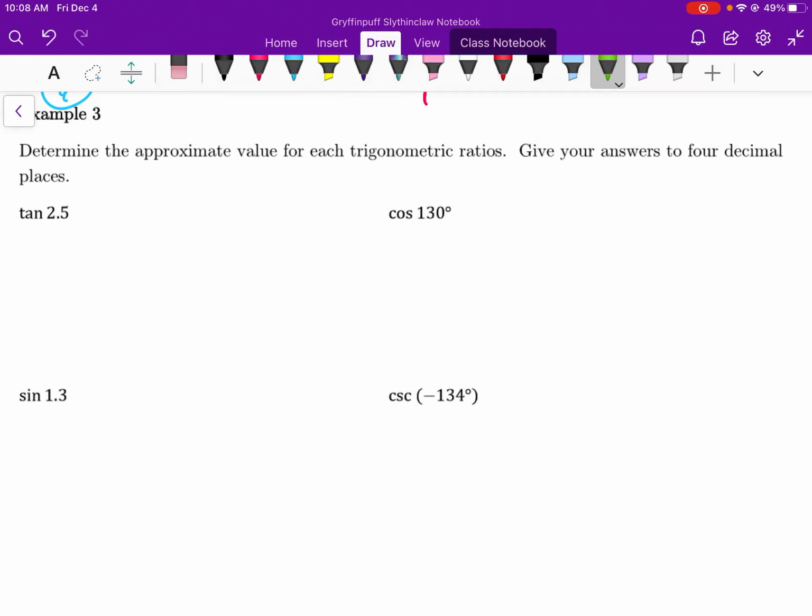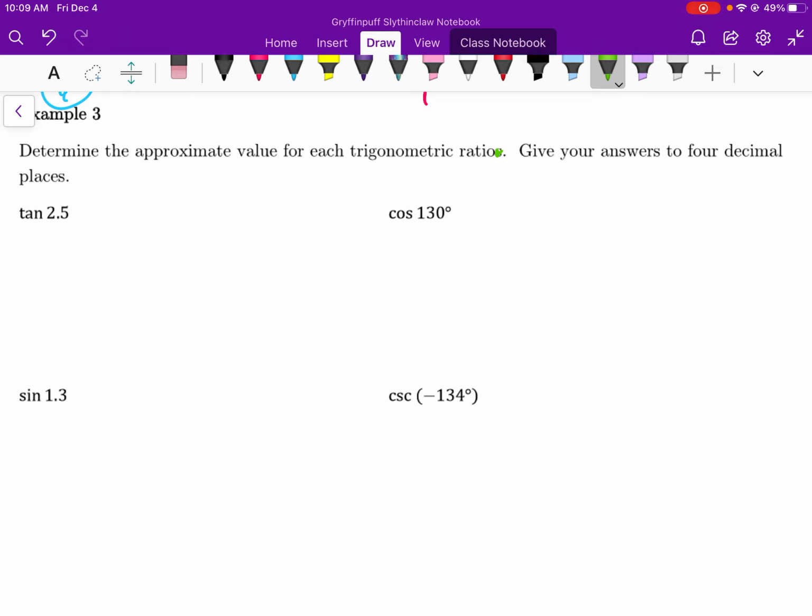All right, example 3. We're going to determine the approximate value of each trigonometric ratio. We're going to give our answer in 4 decimal places. For this, you will need a calculator. Not only that, you must have the ability to switch your calculator from degree to radian mode.